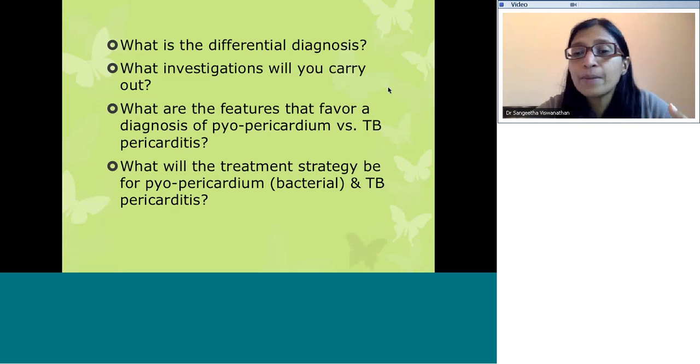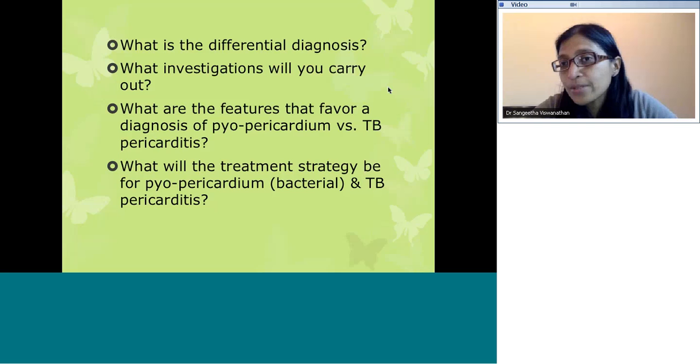The pus needs to be taken out, right? And usually percutaneous drainage is not adequate. So usually it's an open surgical procedure where the surgeon has to evacuate the pus. Occasionally they may strip the pericardium, but often it's only a surgical evacuation and antibiotic therapy over a prolonged period of time.